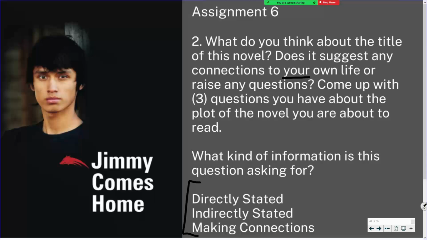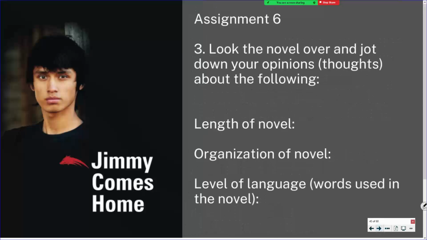So you know the book's called Jimmy Comes Home. What do you think? And if your prediction's wrong, it doesn't matter. All you're doing is looking at something and making a guess, all right?